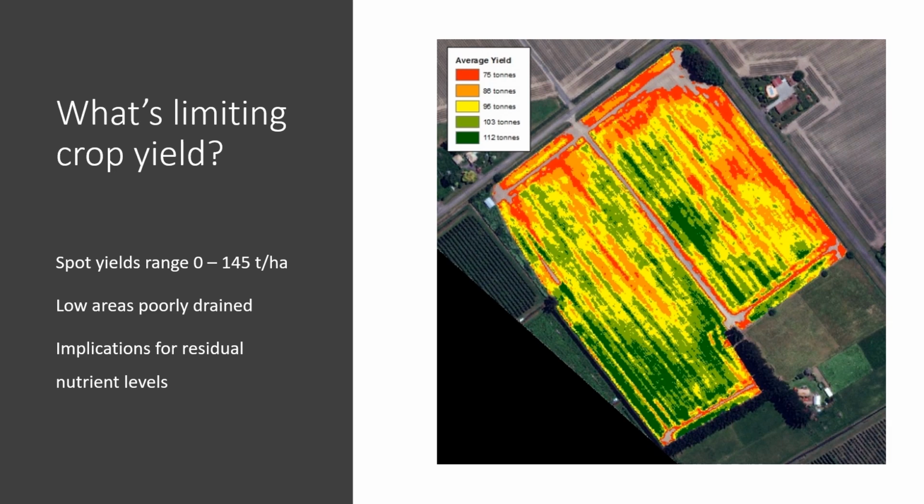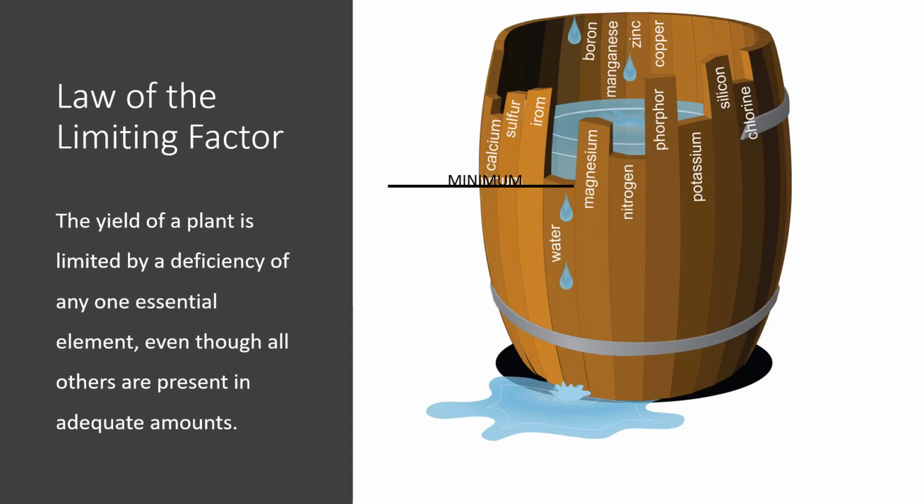There are many factors that can limit crop yield. For example, soil structure, fertility status, and soil texture will all impact crop yield. Understanding what is limiting crop growth and therefore yield is important.